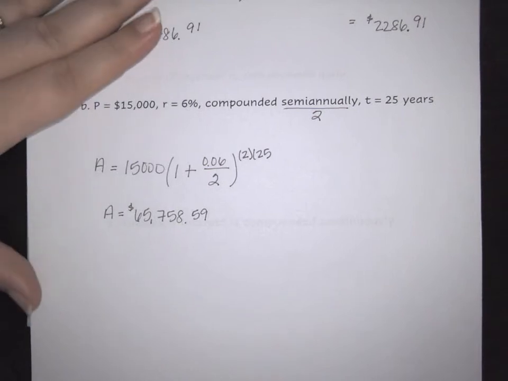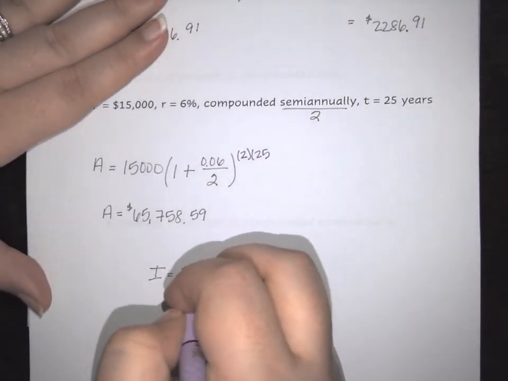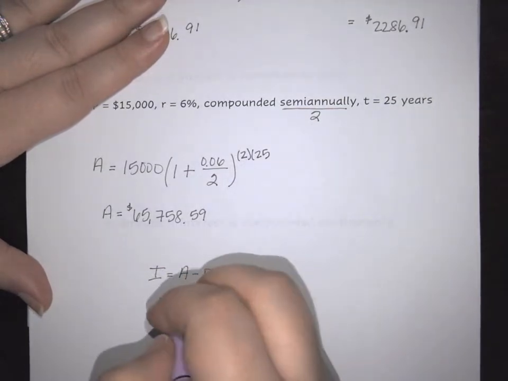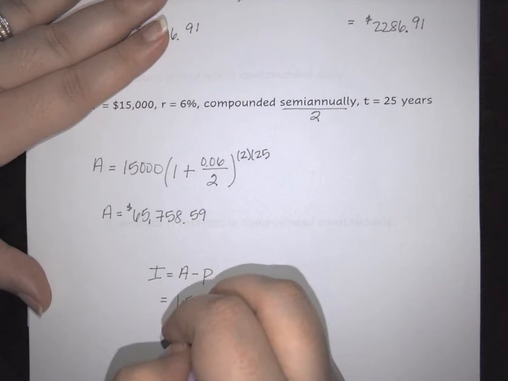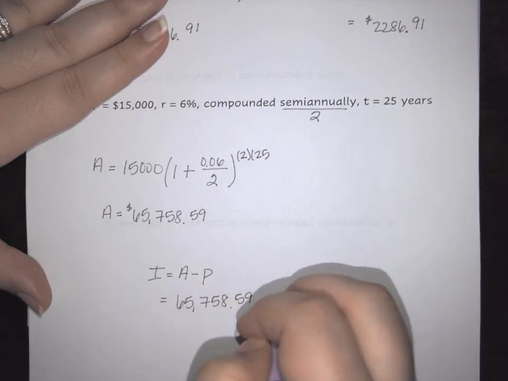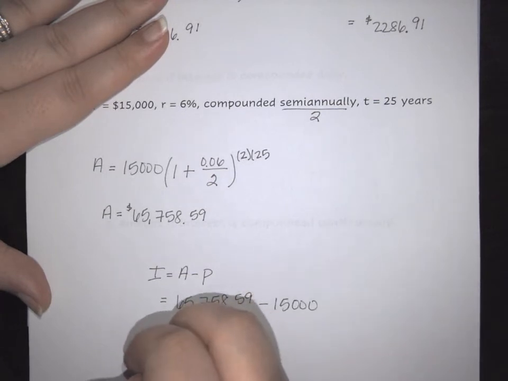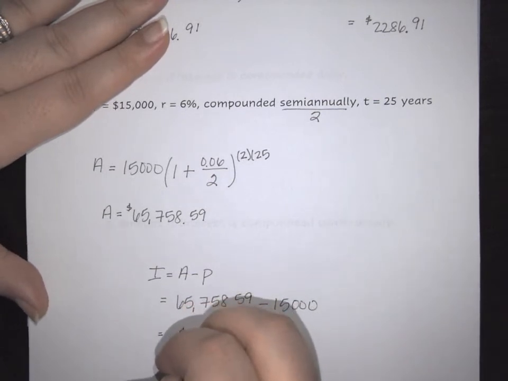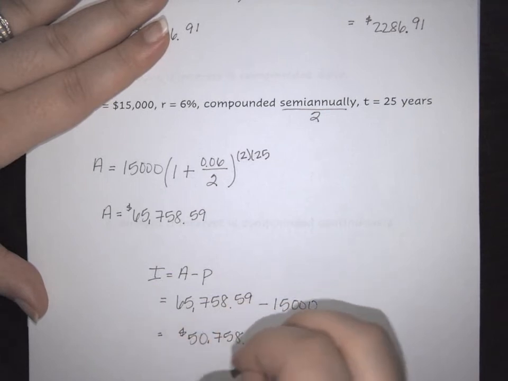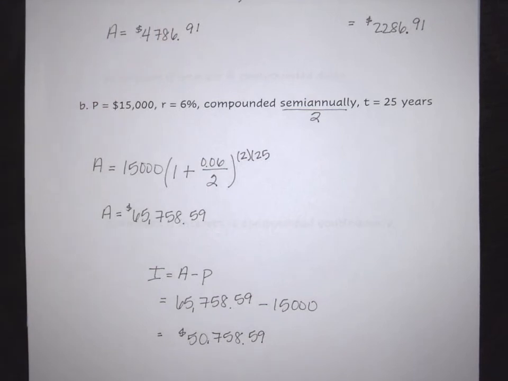Now, just like before, to find your interest, we're going to take your A and subtract away the P value. So in this case, we're going to take the $65,758.59 and subtract away 15,000. So here we're going to end up with $50,758.59 earned as interest.